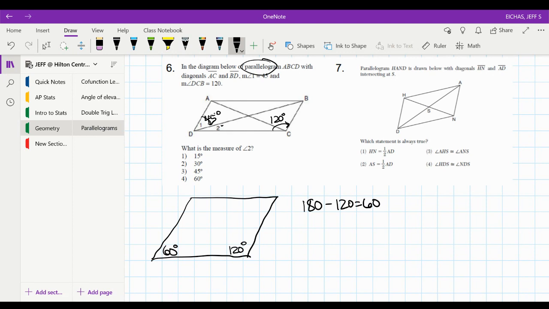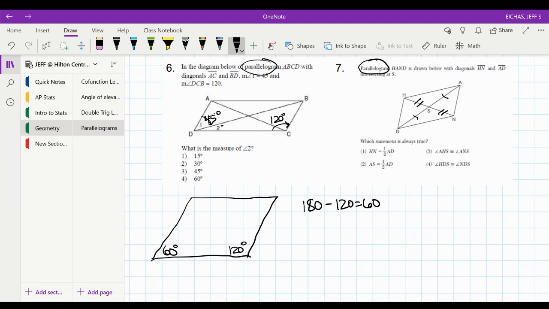Okay, again, we're trying to teach you about diagonals of a parallelogram. Now, the diagonals don't have to be congruent. They just have to bisect each other. So, those are the same. These are the same. Okay.